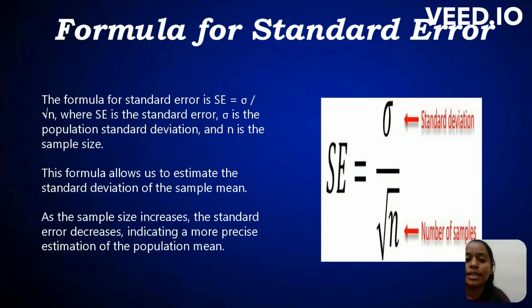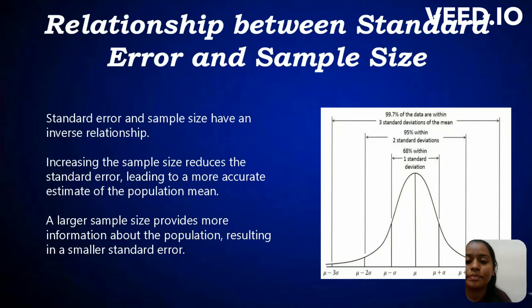Formula for standard error. The formula for the standard error is SE = sigma divided by root n, where SE is the standard error, sigma is the population standard deviation, and n is the sample size. This formula allows us to estimate the standard deviation of the sample mean. As the sample size increases, the standard error decreases, indicating a more precise estimation of the population mean.